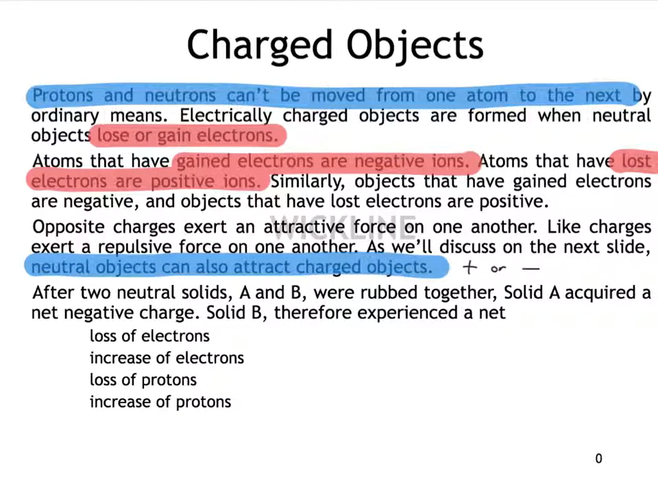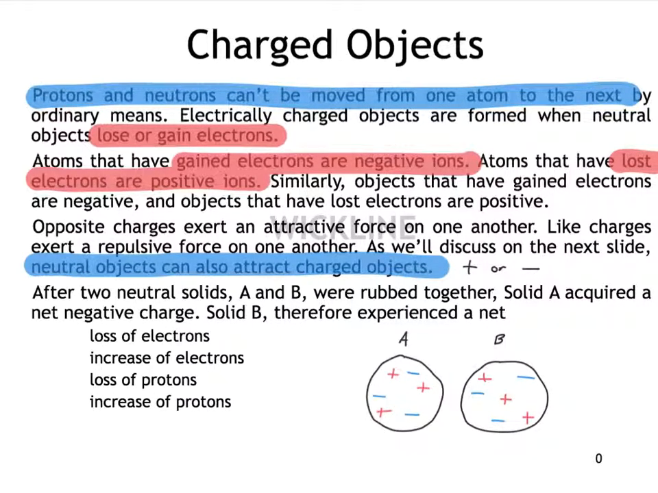Let's solve this question together. Let's say that we have two neutral solids, A and B, that were rubbed together. Solid A acquired a net negative charge. What happened to solid B? Now, before you think this one's too easy and try to solve it in your head, I would like to point out some of the deep complexities that are involved in this question.